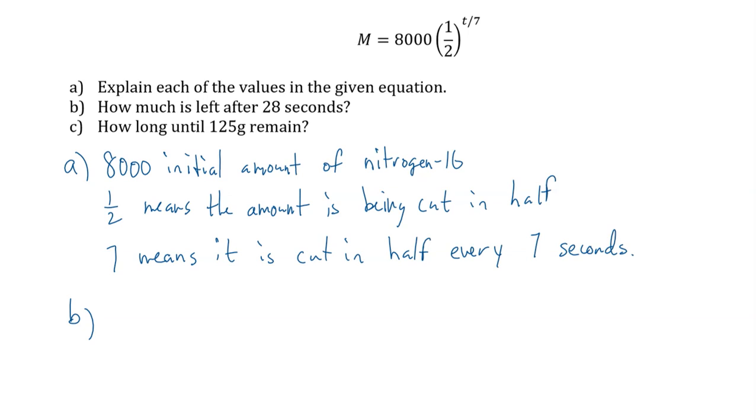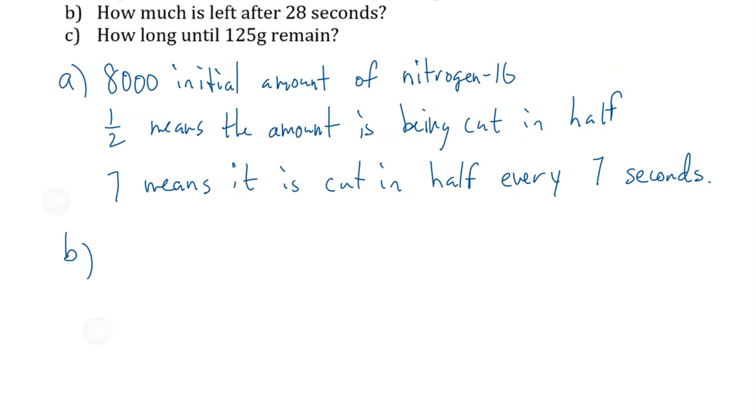And take a look at B and C. B gives us the amount of seconds. We're solving for how much, the final amount. And C gives us the final amount, and we're going to solve for time. How long? How many seconds? So the same kinds of questions we just did in the other two. You might want to use 0.5 instead of a half. That's fine to change that.